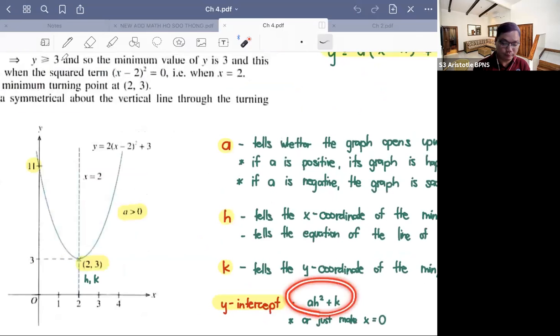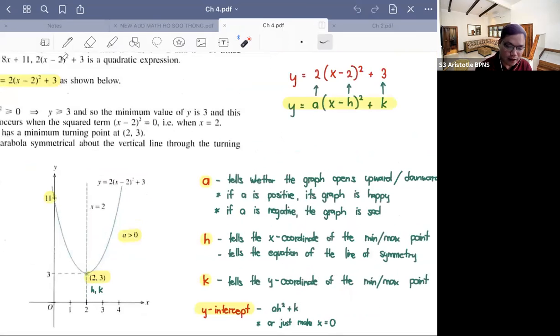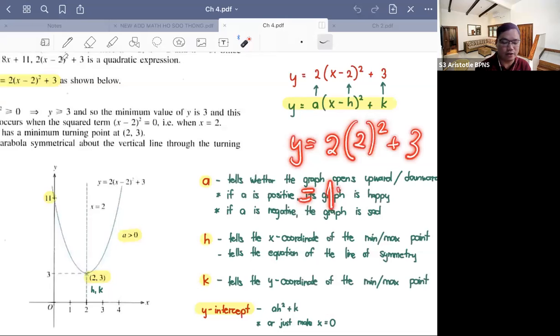Okay, so that's your formula. Now, if this is 11, that means, okay, so what is A? So this is equal to 2 times, what is H? H is 2 squared plus 3. When you simplify this, you will get 11 as your answer. And that is your y-intercept.